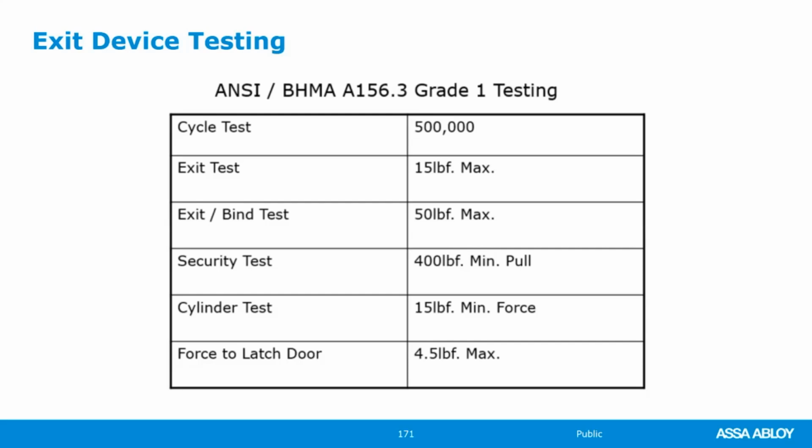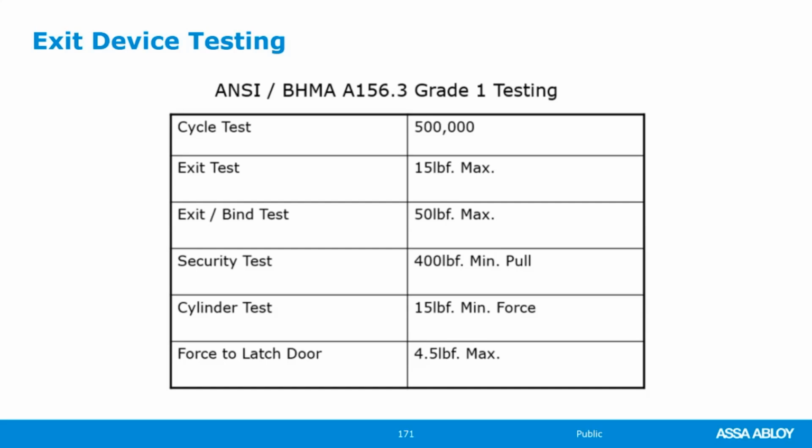They also do a bind test. If the latch bolt is bound, 50 pound maximum force to open that. There's also a test that they do on the pull on the outside where they put a 400 pound pull on the outside door and they pull on it and the device has to remain latched and secure. The maximum poundage for turning a cylinder in a night latch function is 15 pounds maximum force. And the force to latch the door has to be no greater than 4.5 pounds. Again, that helps meet ADA 5 pound requirements.